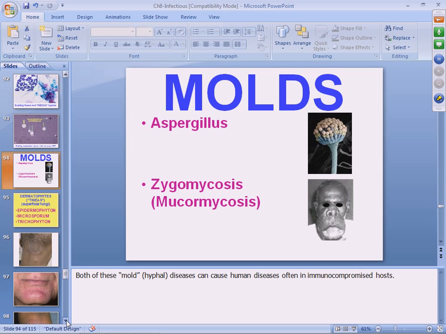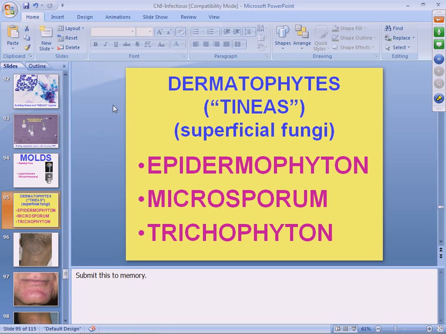Okay, now we have been ignoring the superficial dermatophyte or fungal infections, and the generic all-around name for a superficial or skin infection due to fungus is a tinea. And don't get that confused with the taenia, the species of cestode worms.